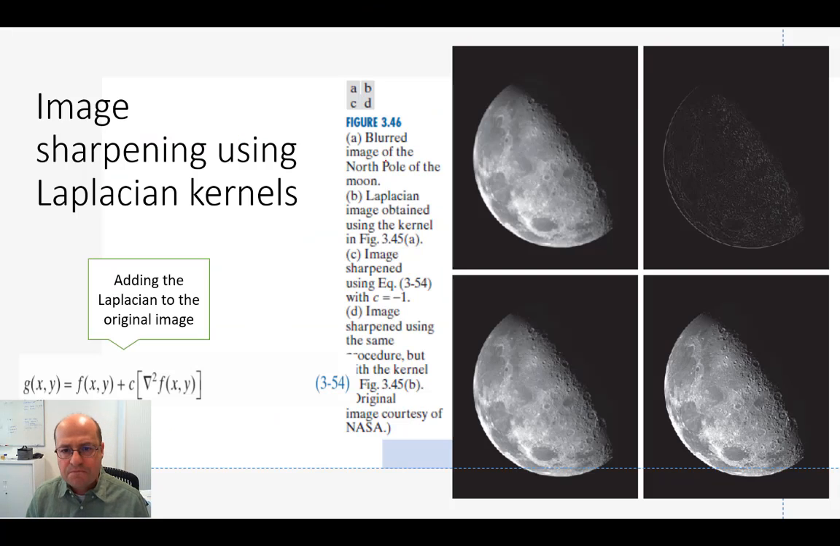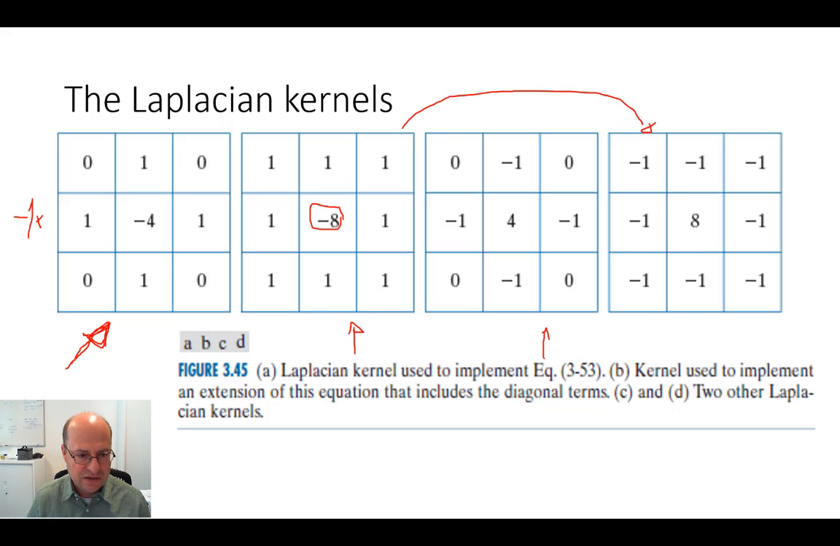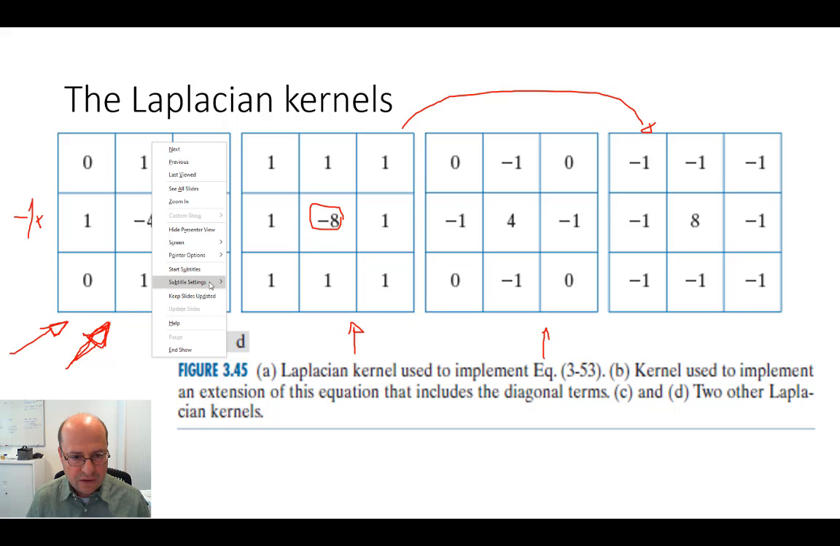Let's see an application of them. Now, this is figure A, a blurred image of the north pole of the moon. Right, it's blurred. And then I apply the Laplacian. This is the Laplacian image, applying this kernel on figure 3.45a. Okay, right. Let's look at the Laplacian again.